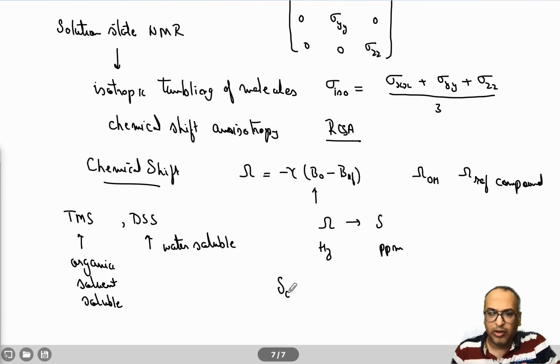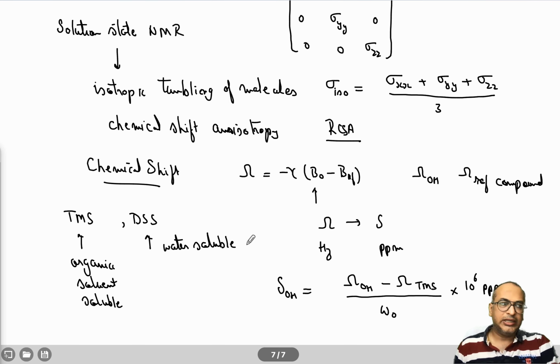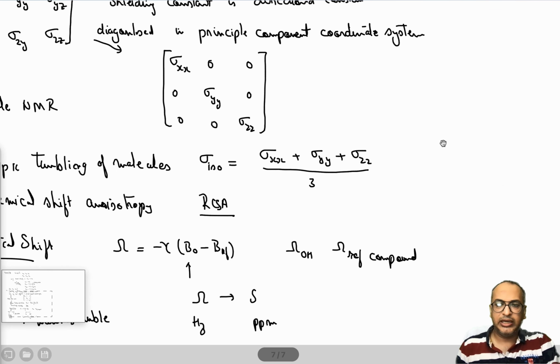So for example, delta of OH is calculated. Again, we are discussing the CH3 CH2 OH example. Delta equals omega, capital omega OH minus the offset of TMS or DSS, any of the compounds, divided by omega naught, which is the applied magnetic field frequency, that's the Larmor precession of protons, into 10 to the power 6. Now this becomes unitless, and because you are multiplying with 10 to the power 6, you say parts per million.